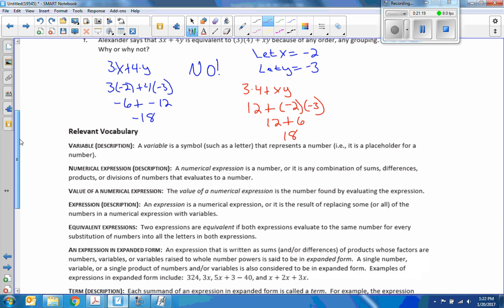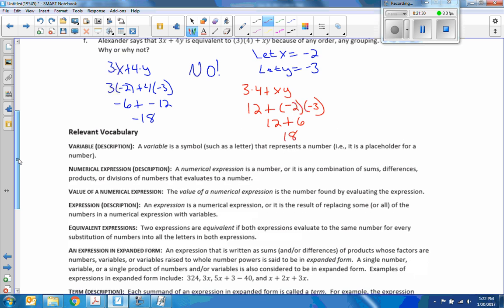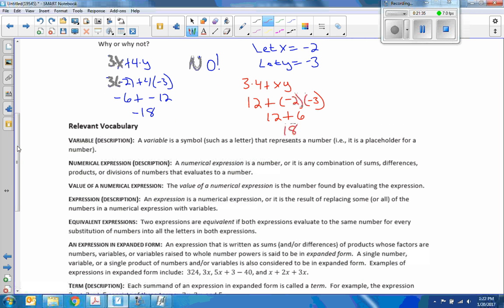It's always a way we can check. Choose a value for x, choose a value for y. Substitute into both. And if the answer is the same, you might want to try another one. It could be coincidental. But if they're different on the first try, then you know they are not equivalent.